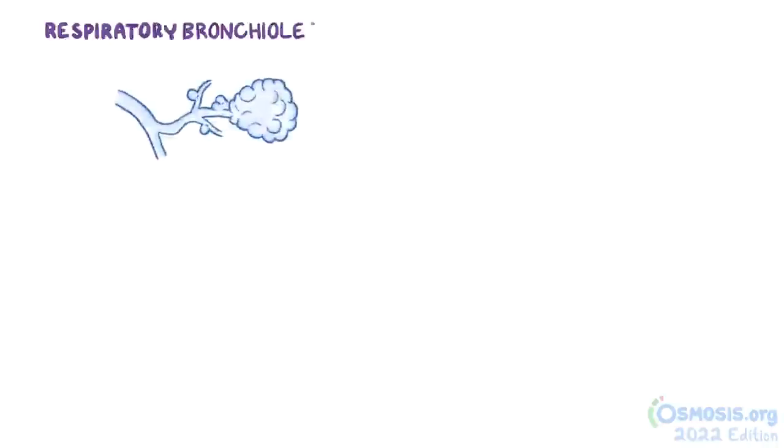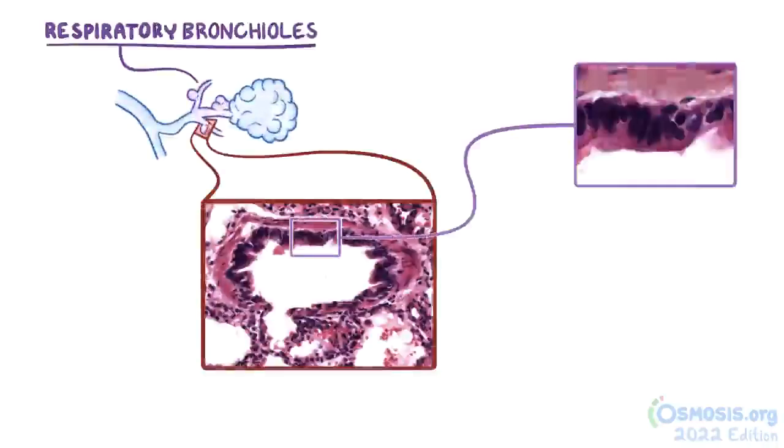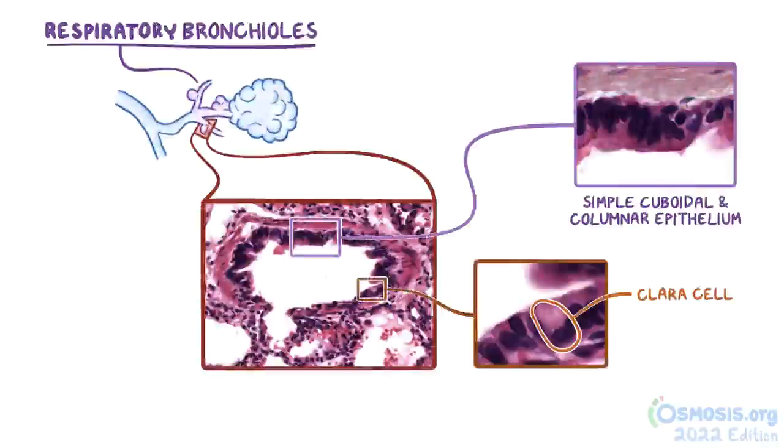Moving on to the first part of the respiratory portion of the respiratory system, we have the respiratory bronchioles. These bronchioles also have a mix of simple cuboidal and columnar epithelium with even more Clara cells. The bronchiolar walls are thinner compared to terminal bronchioles, but the main difference is that now they contain a small number of alveoli as well.